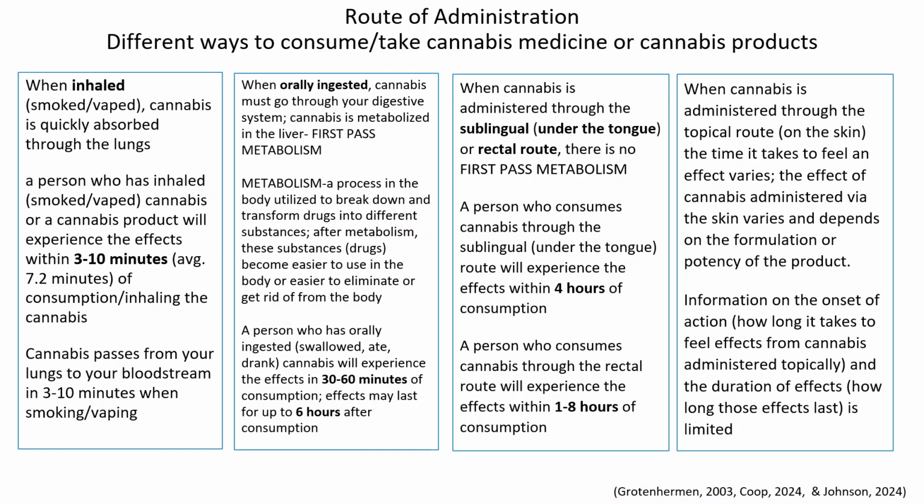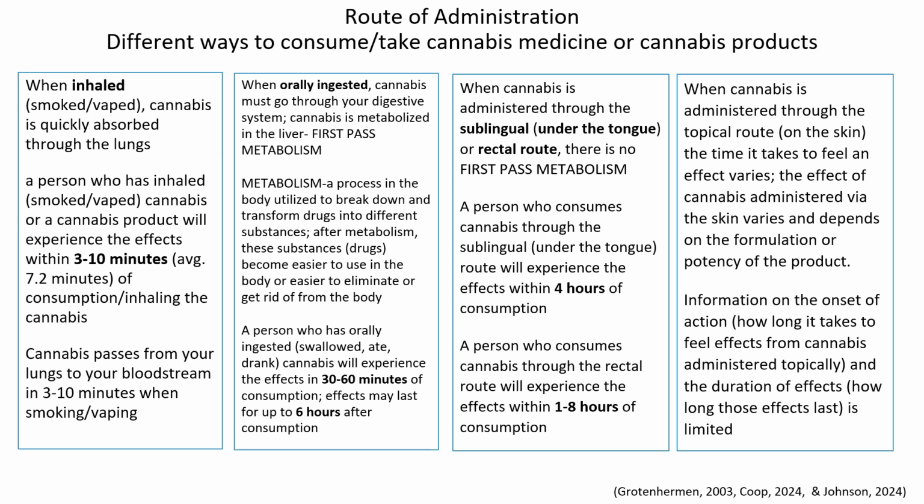So let's go over routes of administration or different ways that you put cannabis into your body or how cannabis enters your body. So when inhaled, smoked, or vaped, cannabis is quickly absorbed through the lungs. The person who has inhaled, smoked, or vaped cannabis or a cannabis product will experience the effects within 3 to 10 minutes.